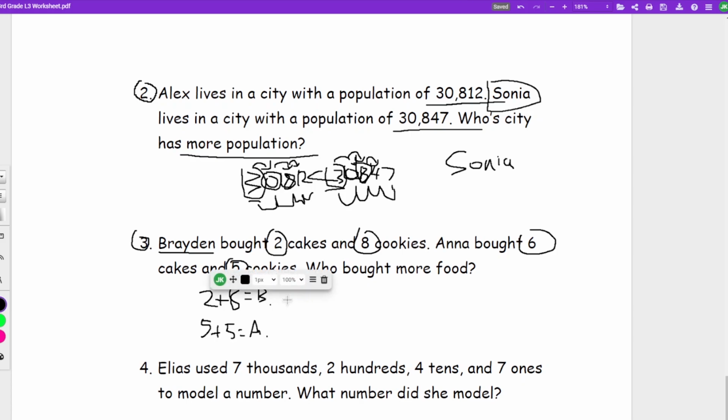And if we add these two together, 10. So Brayden bought 10 food in total. And Anna, oops, that's supposed to be a 6. And Anna bought 11 food. So 11 is greater than 10. So Anna bought more food.